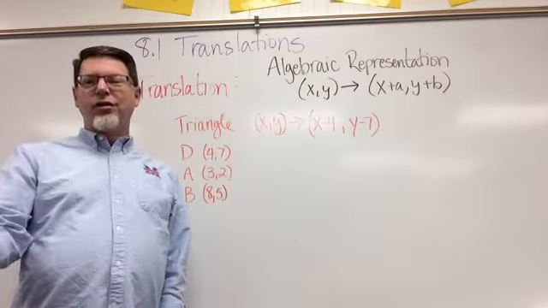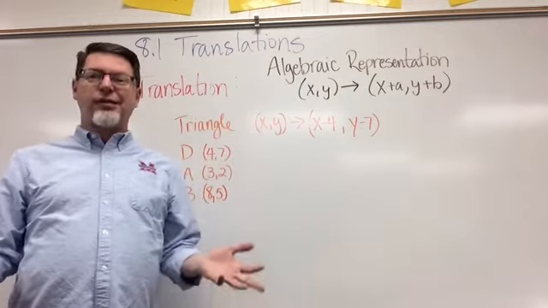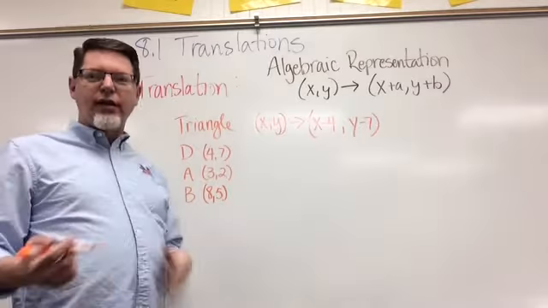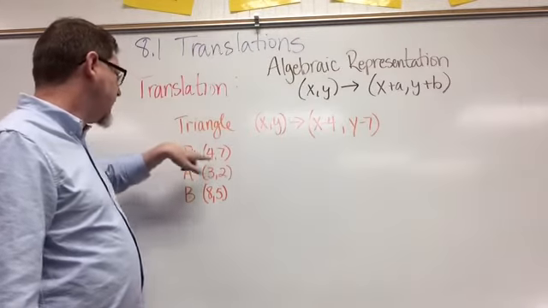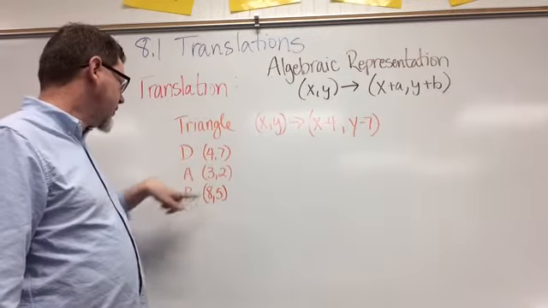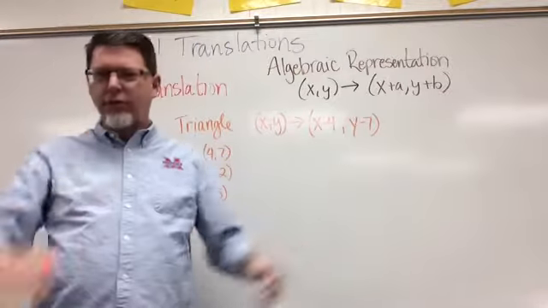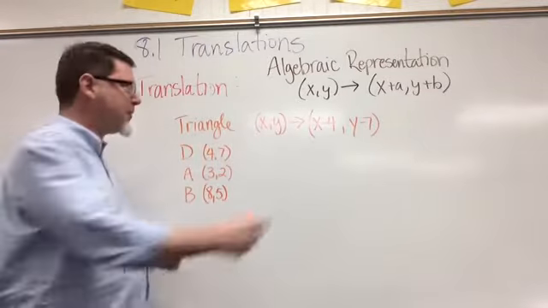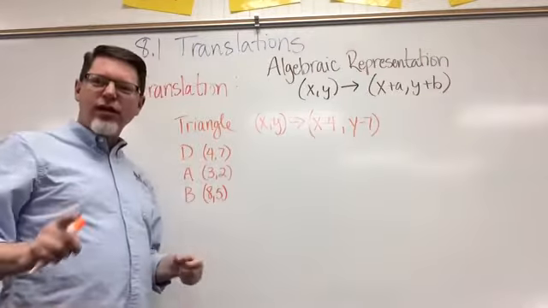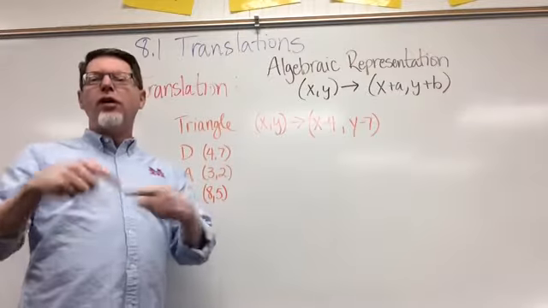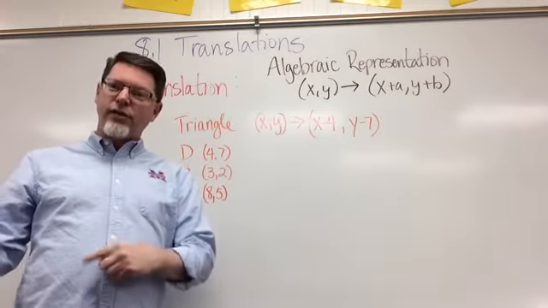For the next example, I'm not even going to draw any pictures because it's not really necessary. I'm given the coordinates for a triangle. D is at 4, 7, A is at 3, 2, and B is at 8, 5. Oh my gosh, that's triangle DAB. Who knew? Now I've got to figure out what the translation is going to be, and where the new points are going to be after the translation.